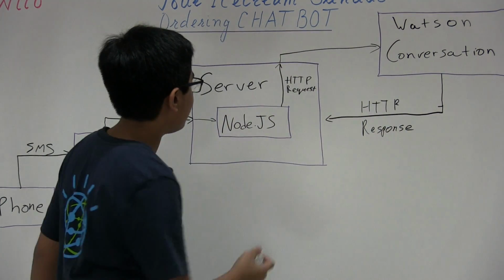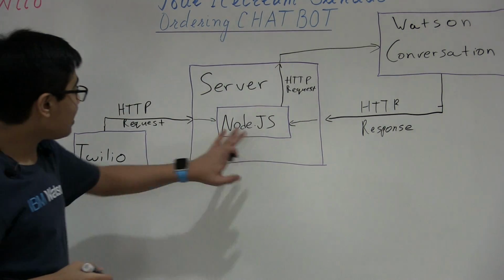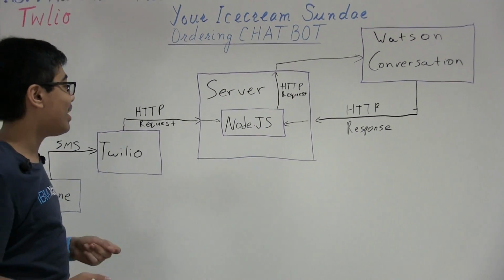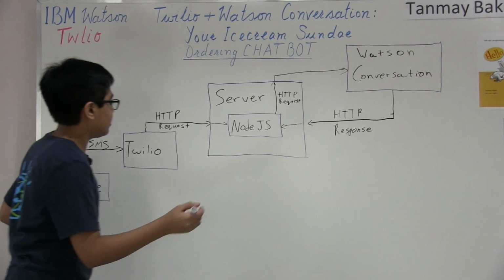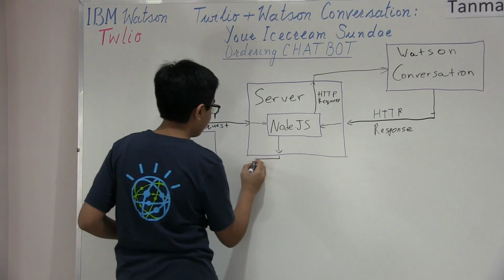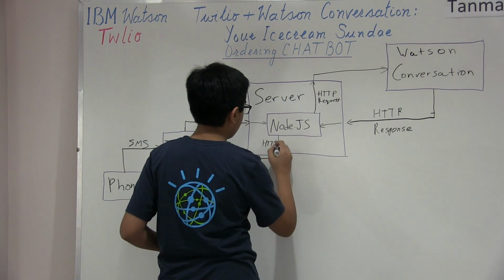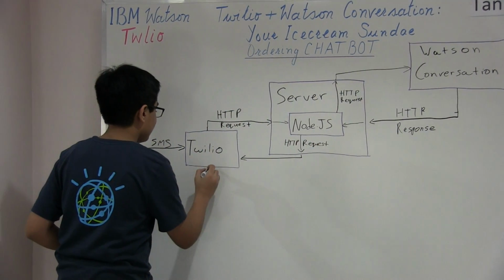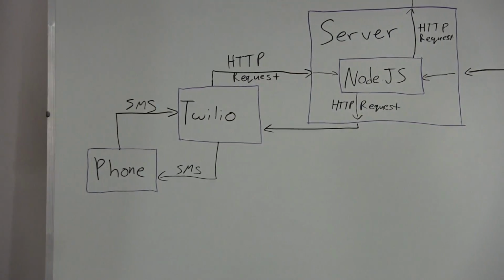Okay, so this is an HTTP response that is being sent back to Node.js. Now, once Node.js has that final information, we're able to send that back to the user via SMS. But in order to send that SMS, the Node.js server needs to use Twilio. And so the Node.js server will then go ahead and contact Twilio separately, and of course this will actually be an HTTP request. And then Twilio will send an SMS right back to you with that Watson Conversation response.